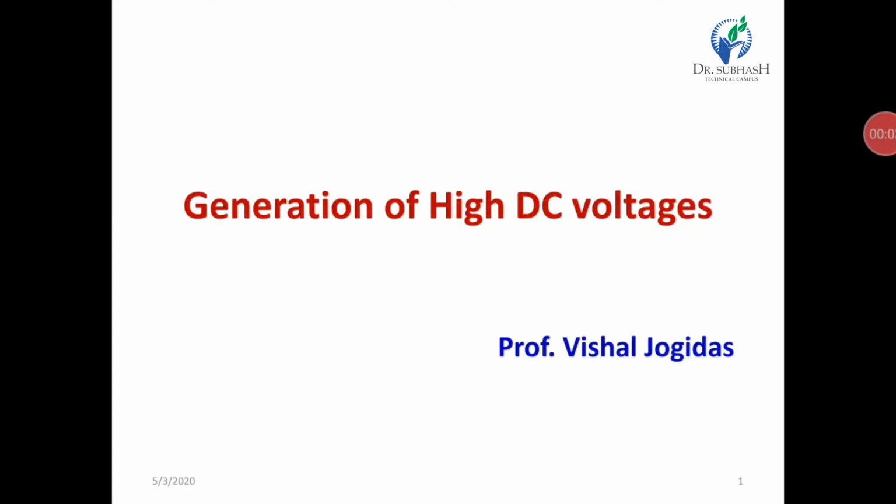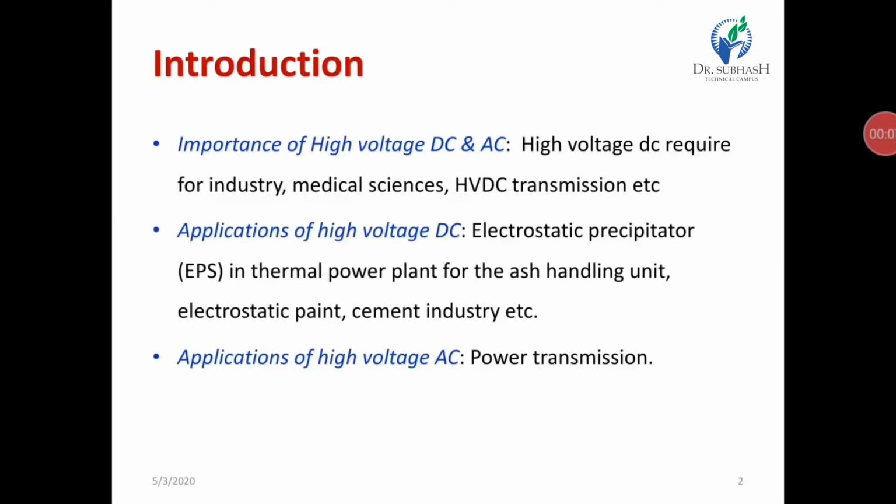Today we will discuss the generation of high DC voltages. Introduction: importance of high voltage DC and AC. High voltage DC is required for industry, medical sciences and HVDC transmission. Applications of high voltage DC: electrostatic precipitator in thermal power plants for the ash handling unit, electrostatic paint, cement industry, etc.